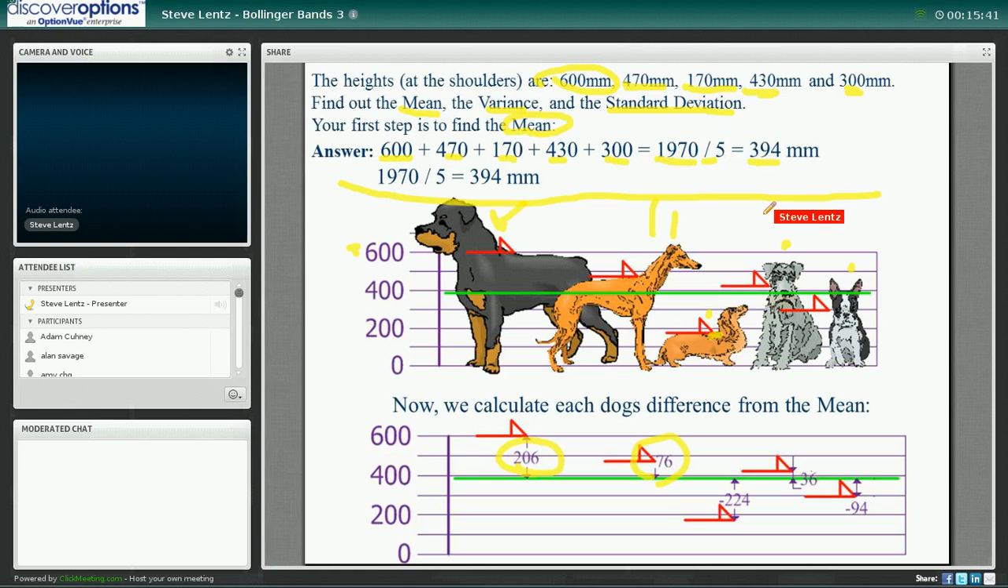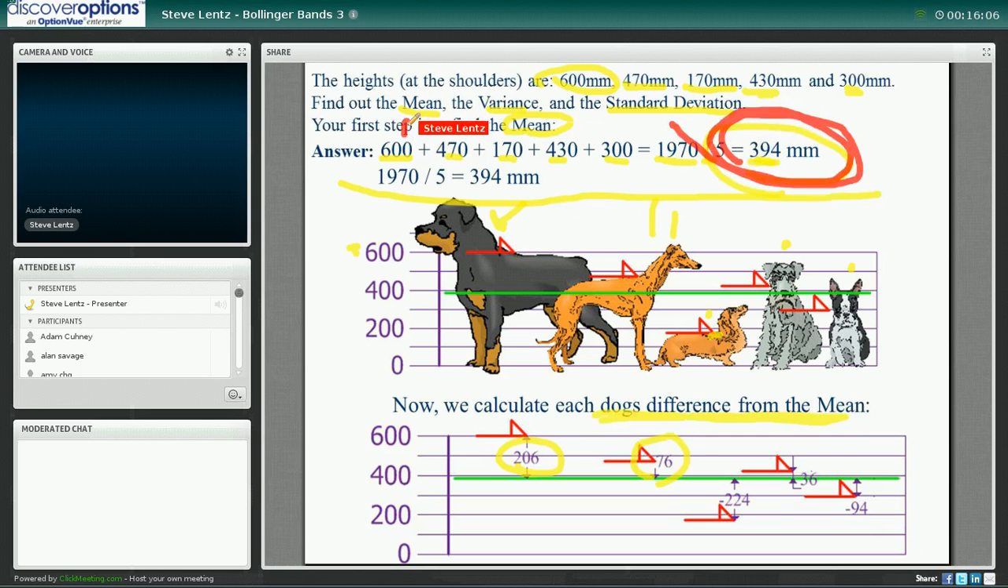You get the average of 394. That's the average. That's the mean. 394 is the mean. Now, we calculate each dog's difference from the mean. So we have this 394 number here. Let me change colors and circle that 394 because that's the big number we really have to remember.